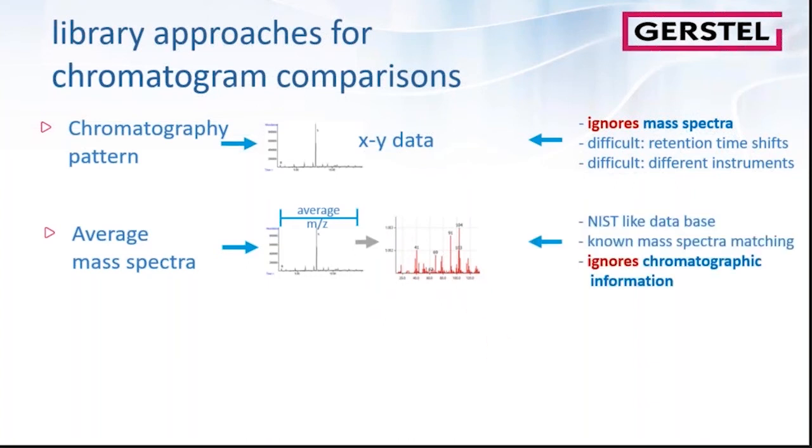This is a nice approach because it looks like we can load this in NIST-like databases, and chromatogram comparison is then only like the known mass spectra comparison or mass spectra matching. But we have to say this ignores the chromatographic information, because the chromatographic information is lost during the step of averaging or summing all the mass traces.